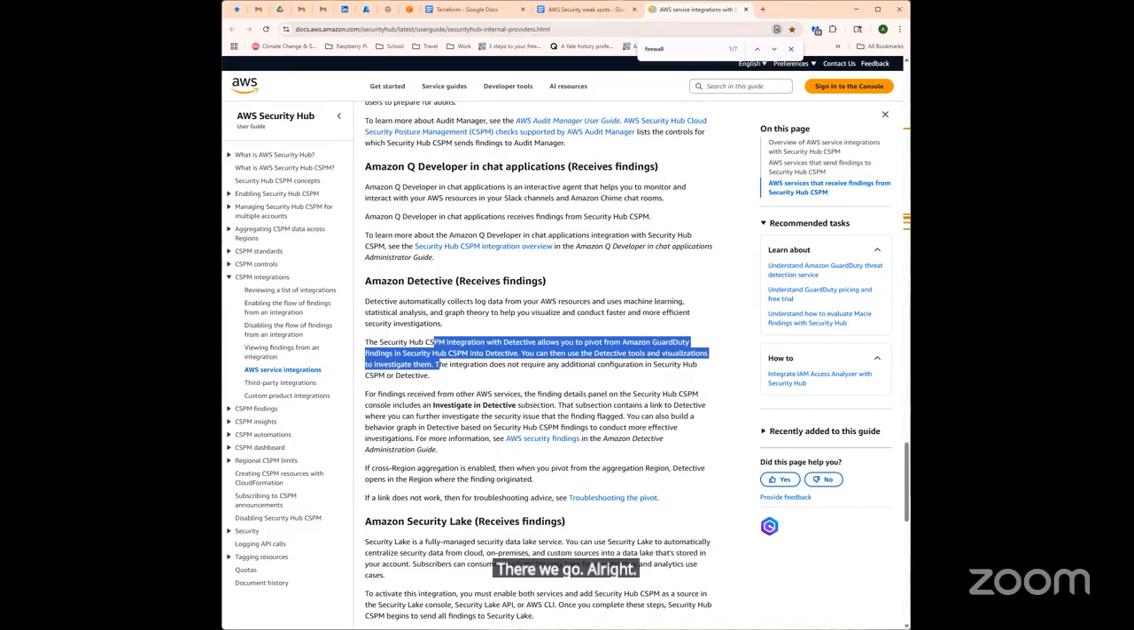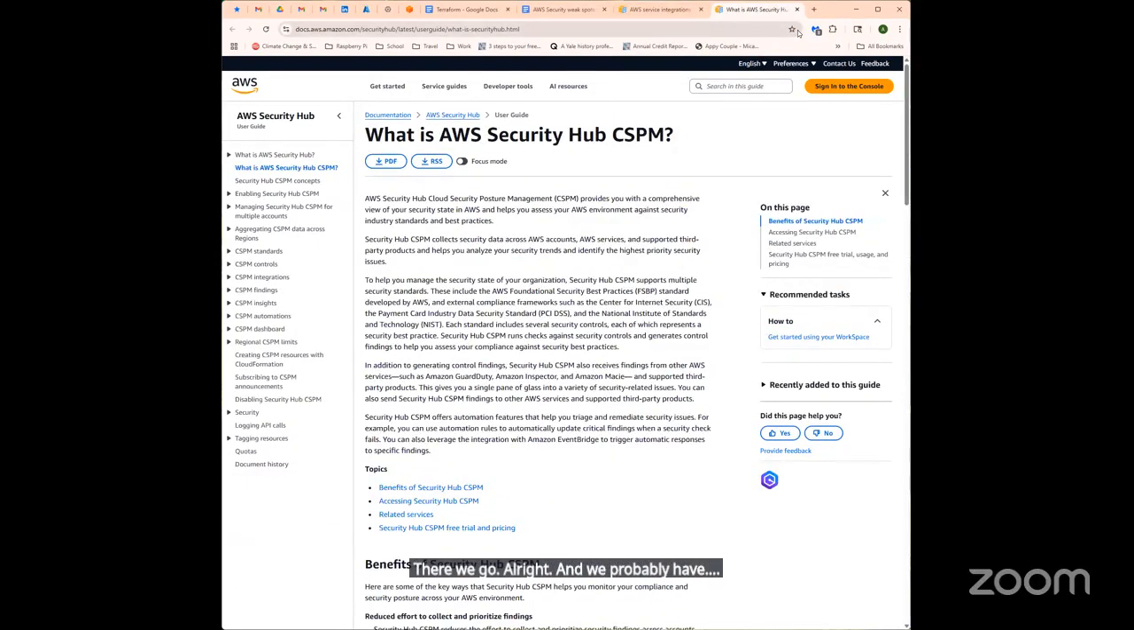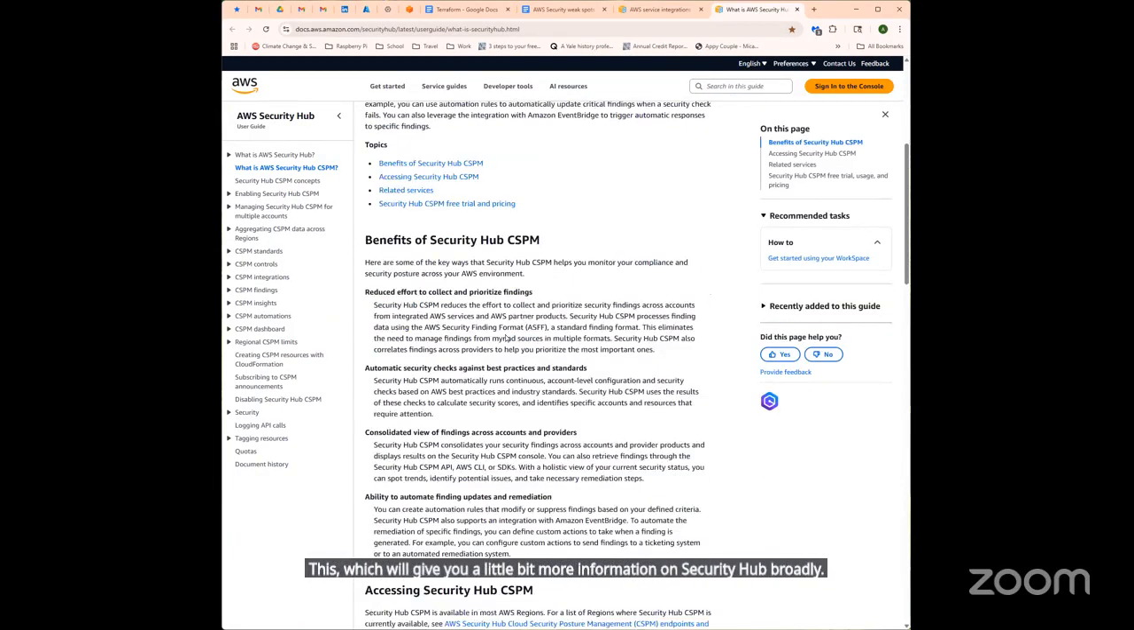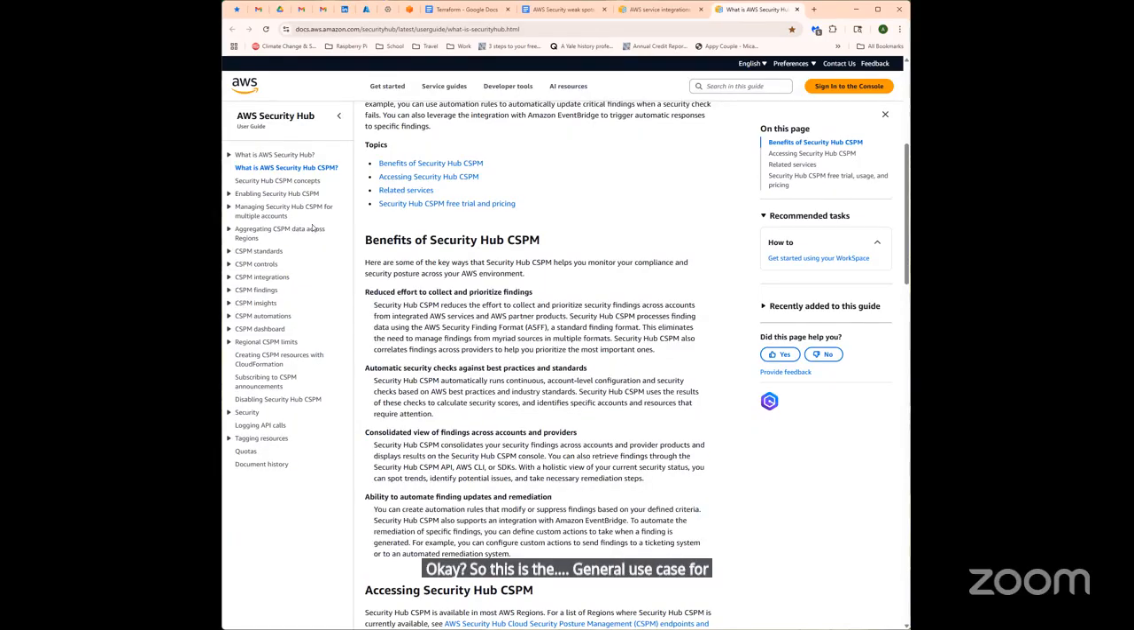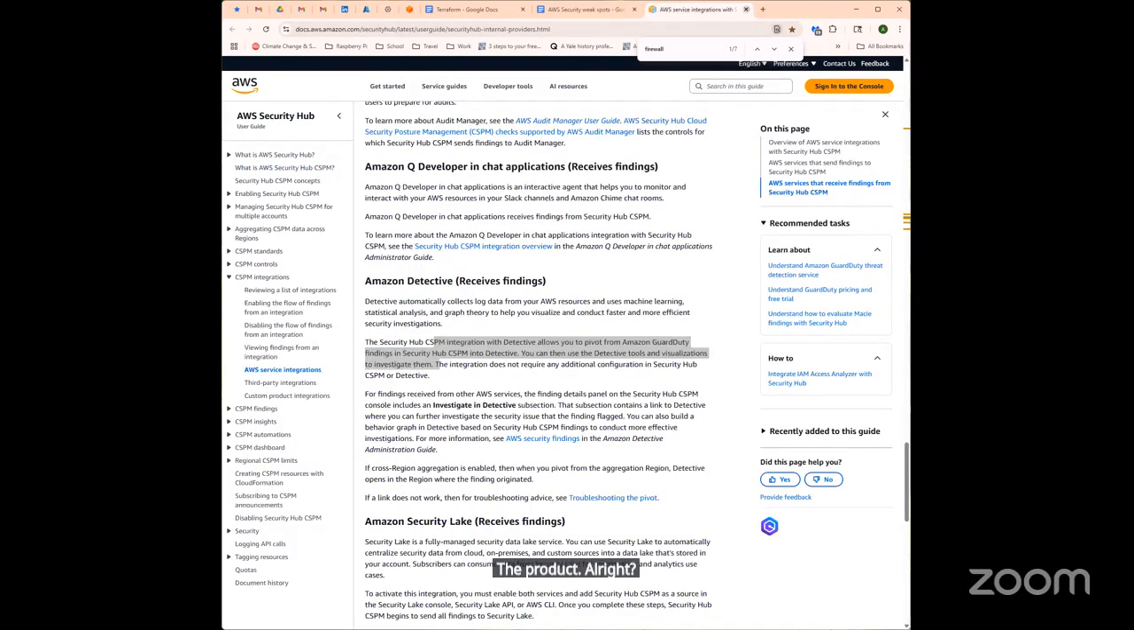And we probably have this, which will give you a little bit more information on Security Hub broadly. Okay, so this is the general use case for Security Hub, and then on the left, you can see the menu that goes deeper into the product. All right, we're going to close out that and go for the next question.